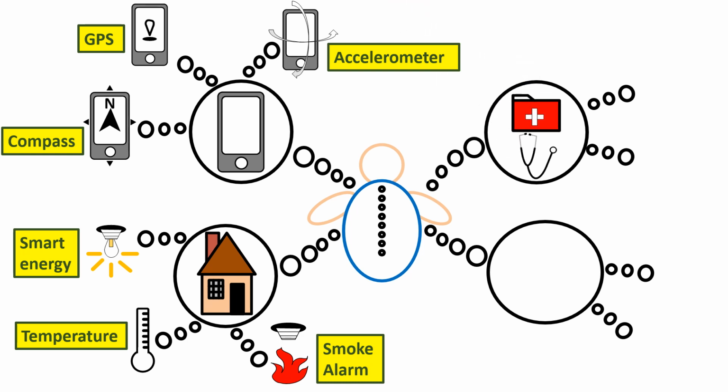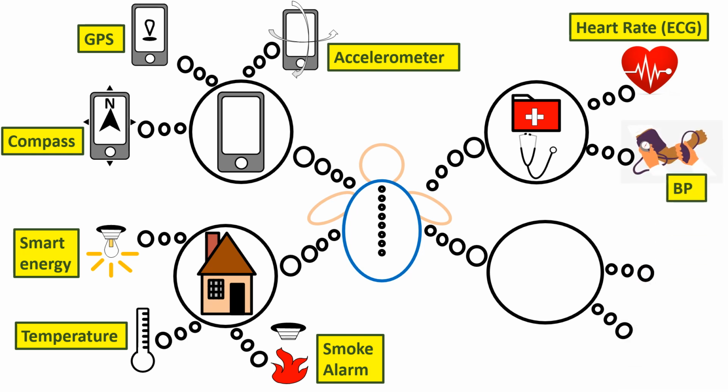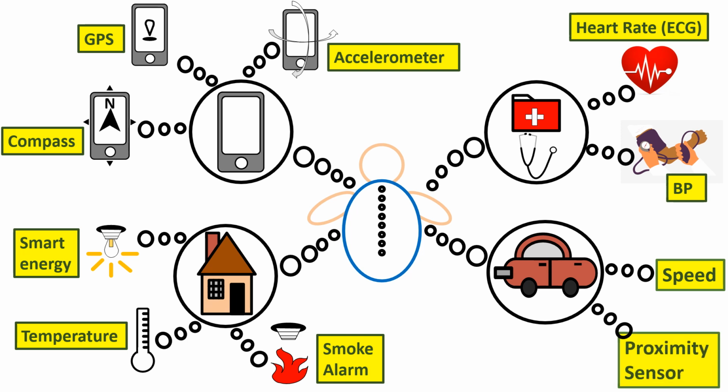We also have started using a lot of wearable healthcare devices like Fitbits and smartwatches. These have analog front ends to give us vital physiological data such as ECG, which gives us the heart rate of a person, and also blood pressure. Last but not the least, we also have automobiles which have analog front ends present in order to sense the speed or proximity of the vehicle to any other object.